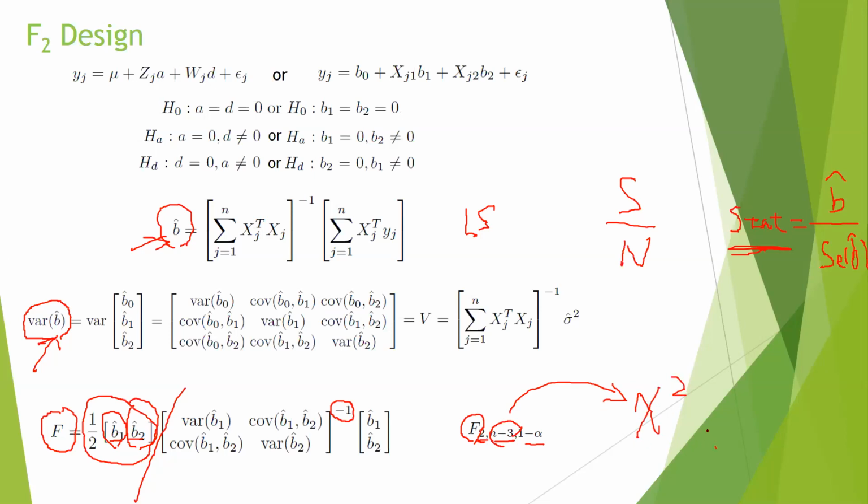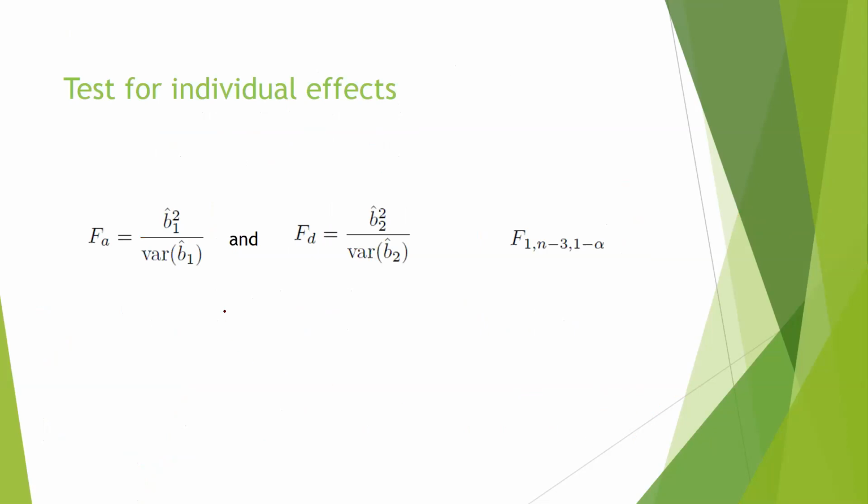This is only true if n is sufficiently large. In the case where you do not want to test both, for example, if you are only interested in the additive effect, or only in the dominant effect, you can just use a simple F test. In that case you only test one effect, so the first degree of freedom equals 1, but the second one is the same. Any questions?